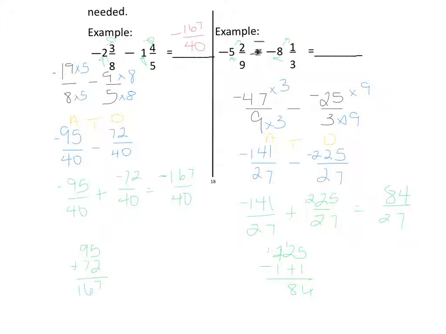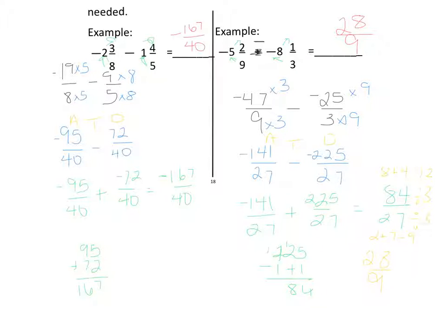Can 2 go into 84 and 27? It can't go into 27. Let's check 3. 2 plus 7 is 9, and 8 plus 4 is 12. 3 can go into both 12 and 9, so therefore 84 and 27 can both be simplified by 3. 84 divided by 3 is going to give you 28. 27 divided by 3 is going to give you 9. So our final fraction is 28 over 9 because it can't be simplified any further.